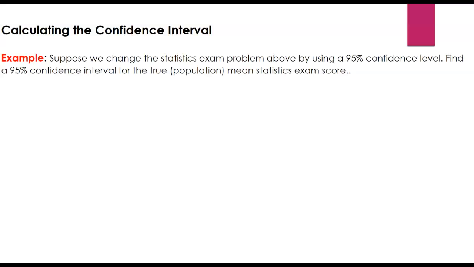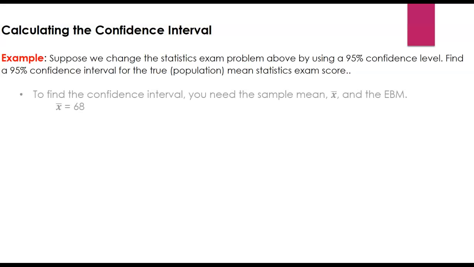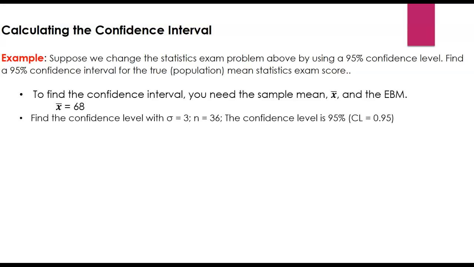Here's an example. Suppose we change the statistics exam problem above by using a 95% confidence level. We want to find a 95% confidence interval for the true population mean statistics exam score. To find the confidence interval, you need the sample mean, x bar, and the EBM. X bar is 68 again. We're going to find the confidence level with sigma equals 3 and n equals 36, the confidence level being 95%.